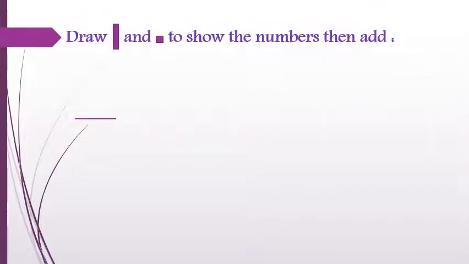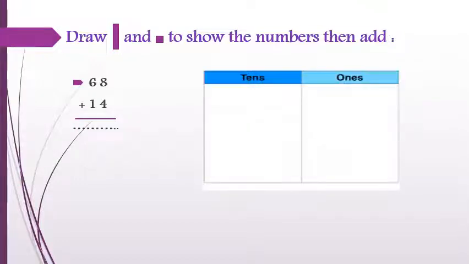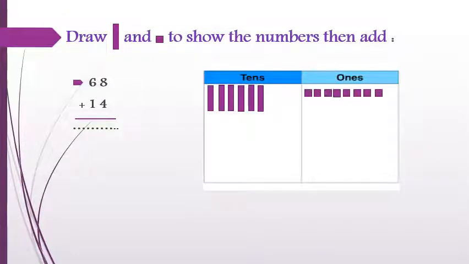Draw sticks and small squares to show the numbers, then add 68 plus 14. First, show the numbers 68 and 14 on a place value mat. 68 is represented as 6 sticks and 8 small squares, and 14 is represented as 1 stick and 4 small squares. And start counting the ones.